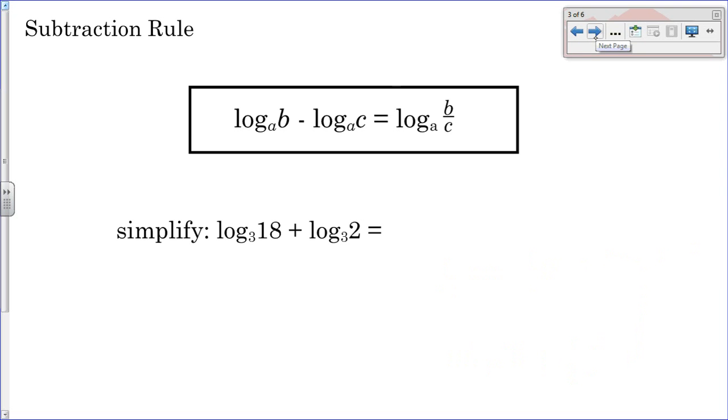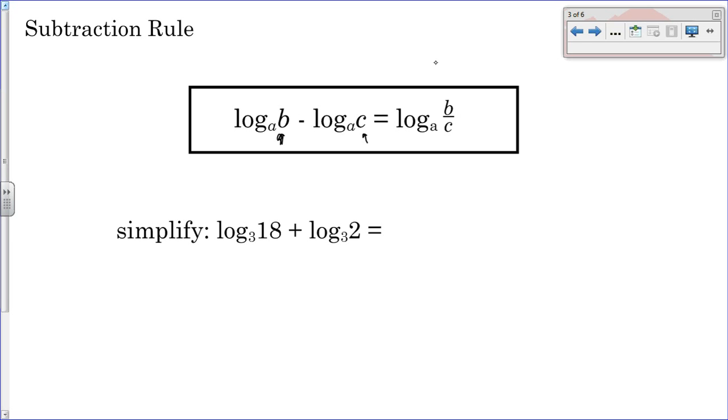The second rule I want to look at is the subtraction rule. Log base A of B minus the log base A of C equals the log base A of B over C. When you subtract logs, you combine them into division. And it's always the first one over the last one. That's why this is B over C. Log base A of B minus the log base A of C is the log base A of B divided by C.